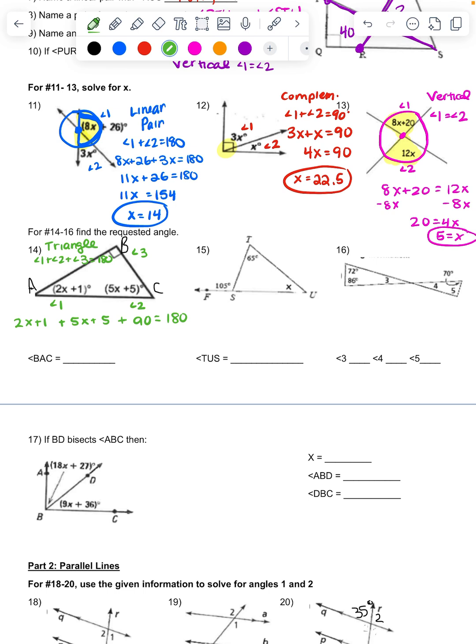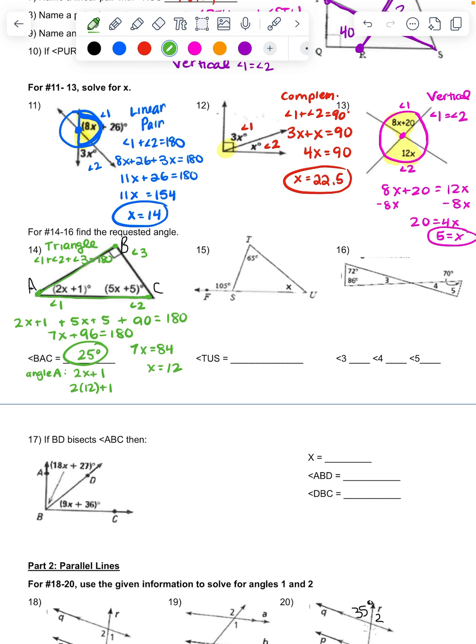So from here, I'm just combining my like terms. 2x and 5x is 7x, and 1 plus 5 plus 90 is 96. I can subtract 96 from both sides, and I can divide by 7 to get x is 12. The question asks for BAC, so think about taking B, going to A, and going to C. The angle that we're really tracing is angle A, and the equation for that is 2x plus 1. So I'm just plugging 12 into that, and I get 24 plus 1, which is 25 degrees.